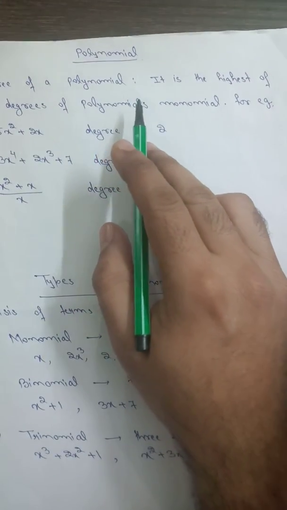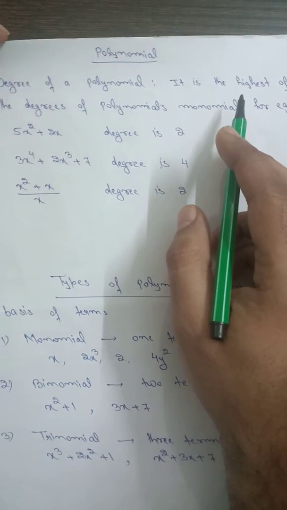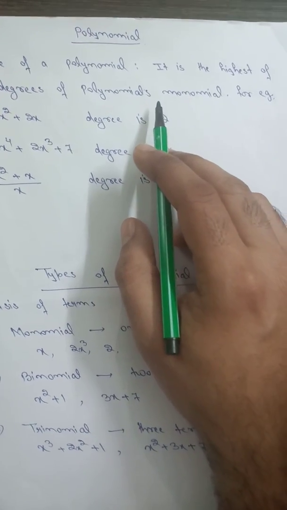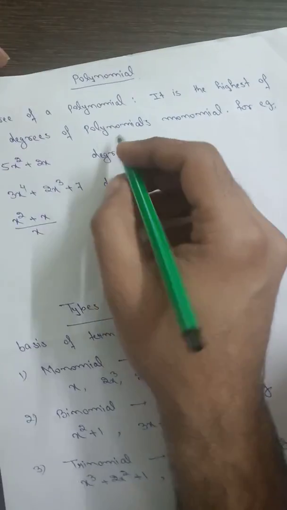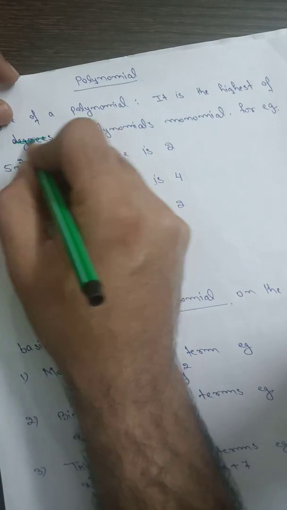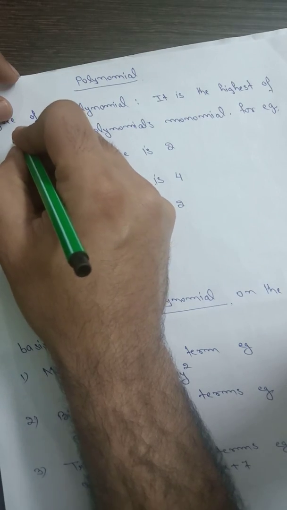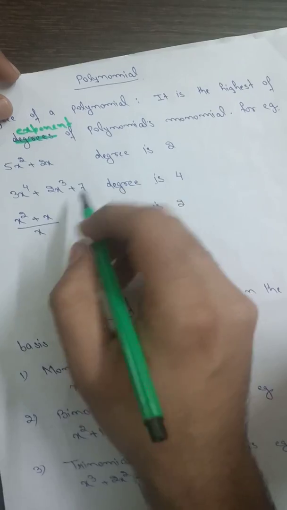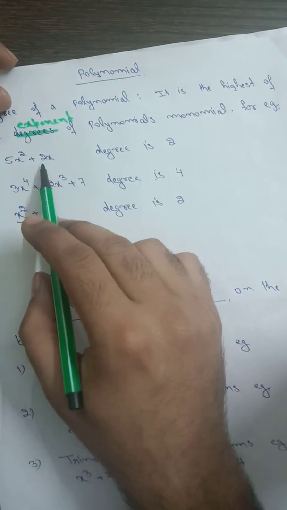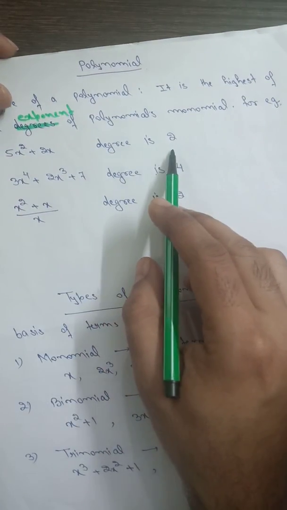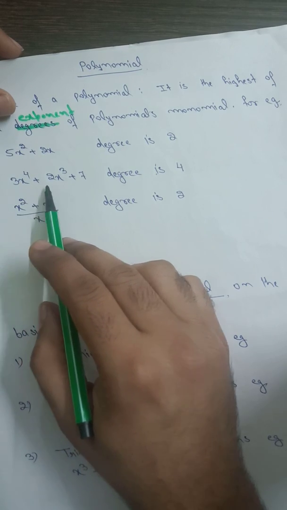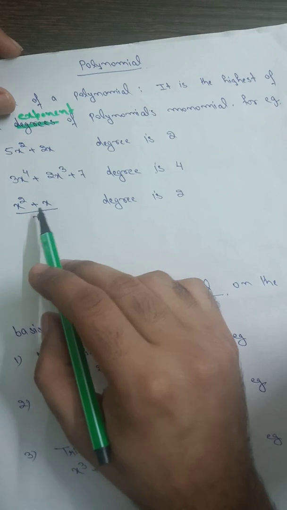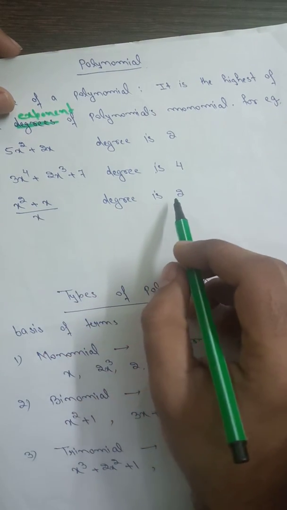So the degree of a polynomial is the highest power, the highest exponent. For example, 5x square plus 2x, here the degree is 2. 3x raised to power 4 plus 2x cube plus 7, here the degree is 4. x square plus x upon x, here the degree is 2.